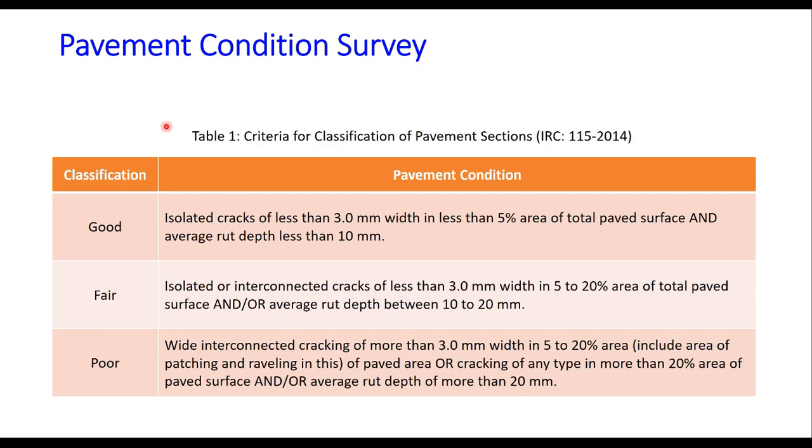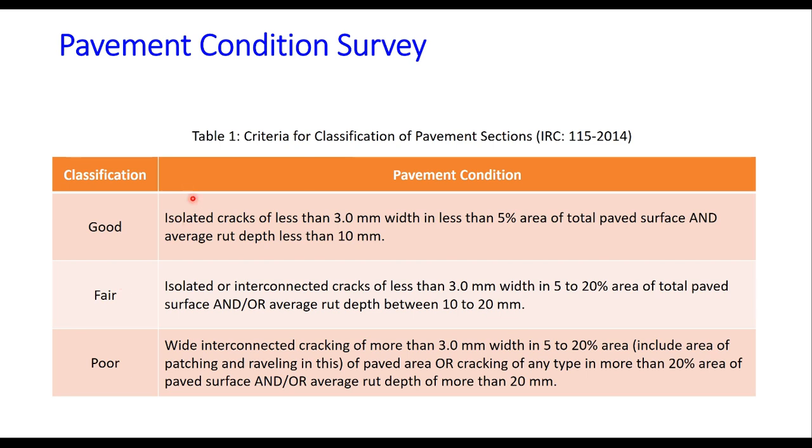Now, when you go for pavement evaluation, the first step is to carry out a pavement condition survey. And this is to be done before the start of the collection of deflection measurements. IRC 115 has given certain criteria for classification of pavement sections. It is primarily a visual observation survey to divide the total road length into homogeneous sections of either good, fair or poor condition.